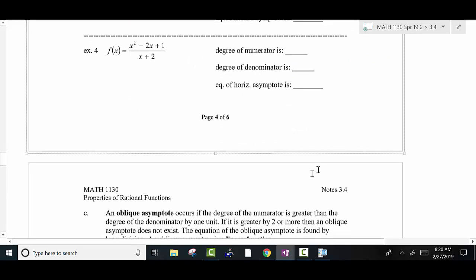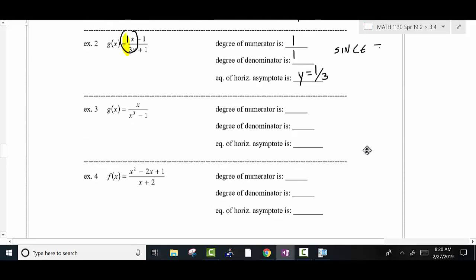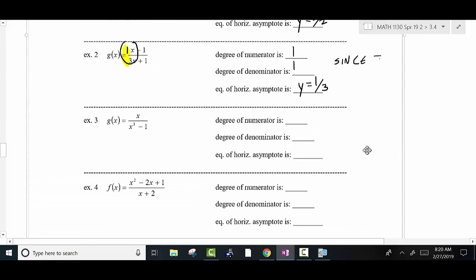Okay, next one here. What's the degree of the numerator and denominator? 1 and 3. So this is a different case. Since the degree of the numerator is smaller than that of the denominator, the answer is y equals 0. That's how you get it automatically. Anytime you see that, that's a guarantee on the problem. Okay, that's how that works out.